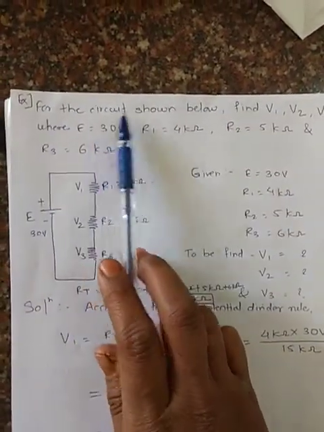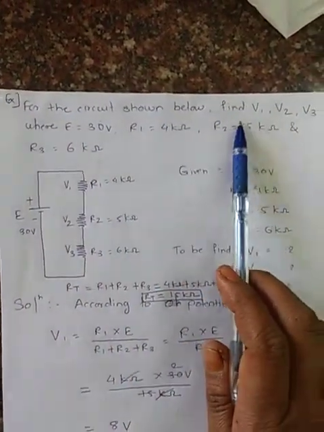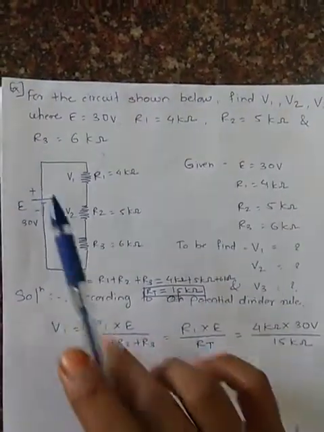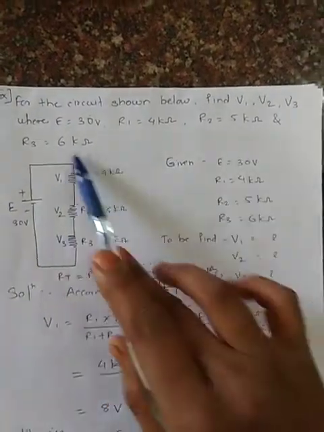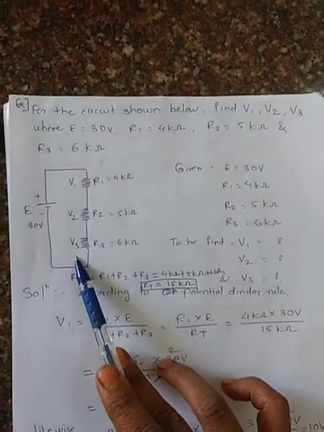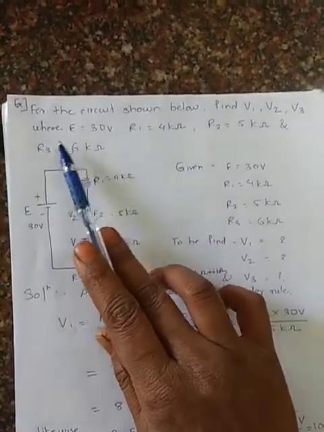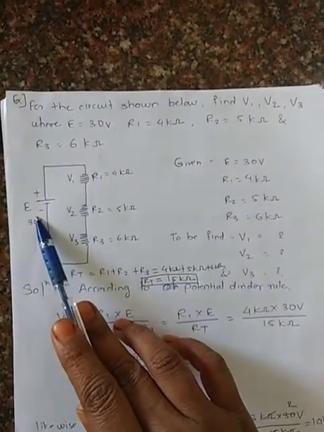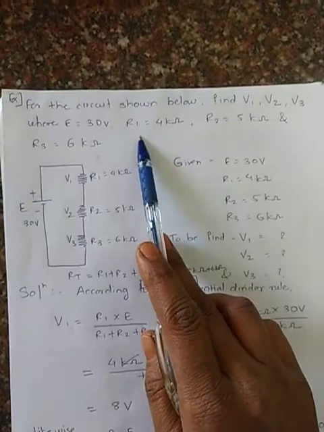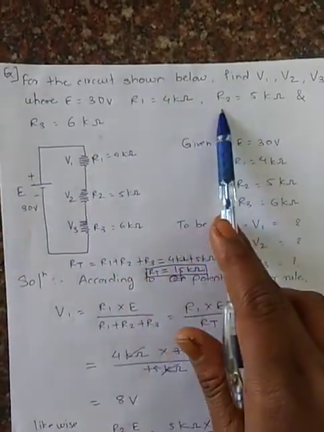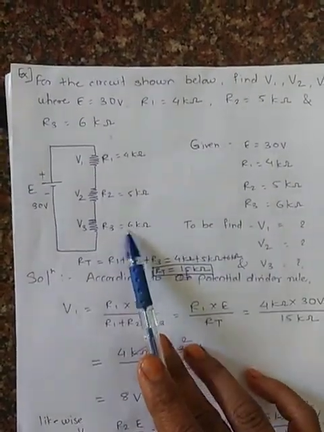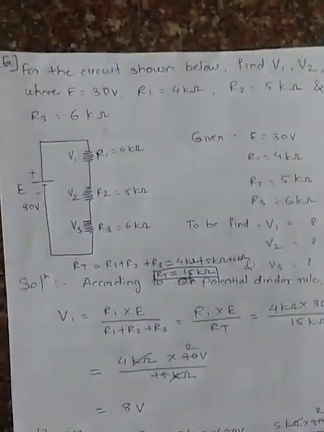Here, for the circuit shown below, find V1, V2, V3. Okay, so here we are given a circuit, and in this circuit we have to find out V1, V2 and V3. Here E, that is the power supply voltage, is given as 30 volt. R1 is 4 kilo ohm, R2 is 5 kilo ohm and R3 is 6 kilo ohm. These are the given quantities.